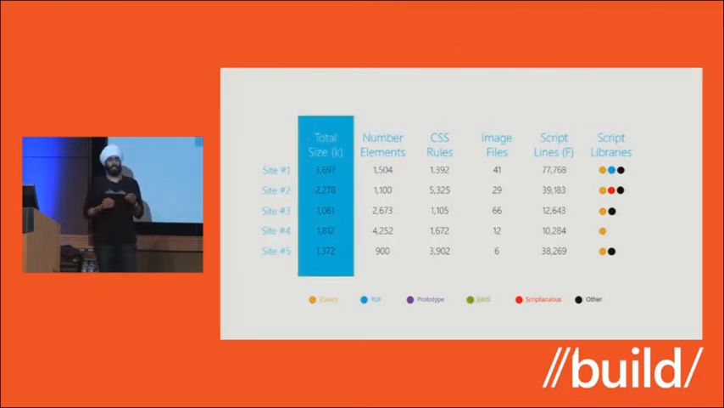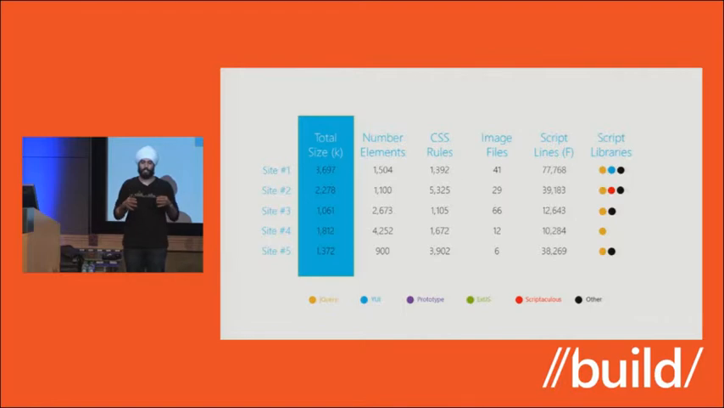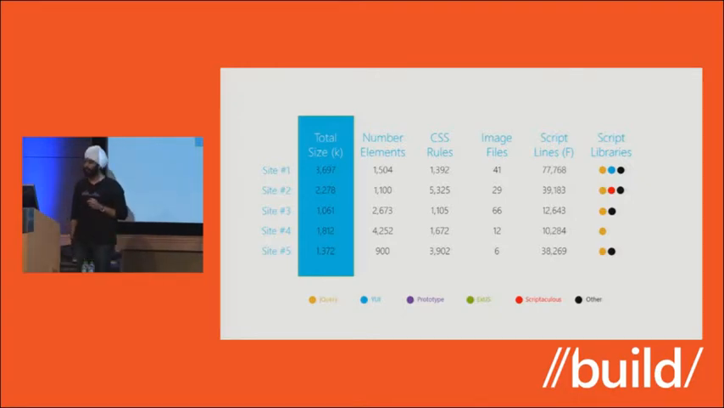But if we take a look at a couple of statistics or data points around these sites, the first dimension we're going to look at is the total number of kilobytes of data that's downloaded when I visit these sites. You can see that it ranges very significantly. Site number 3 uses 1 megabyte downloaded, whereas site number 1 is 3.7 megabytes. That's almost a factor of 4.